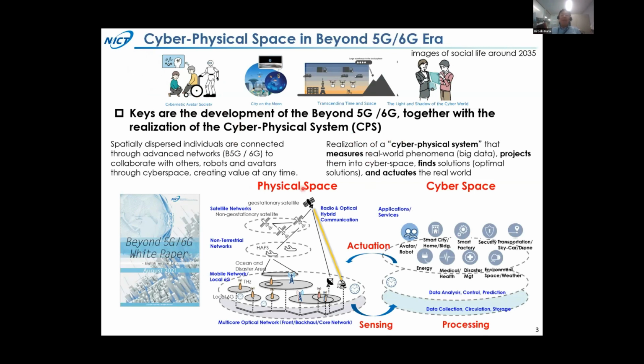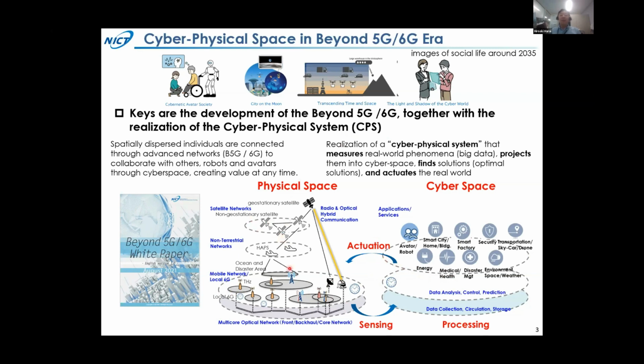NICT published a white paper 2 years ago, and this figure is included in the white paper. This is the image of the physical space at left and cyberspace at right. It emphasizes the realization of a cyber physical system that measures real world phenomena, I mean big data, projects them into cyberspace, finds optimal solutions and actuates the real world.